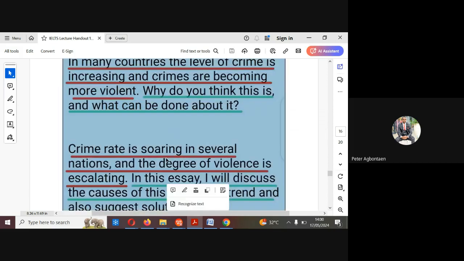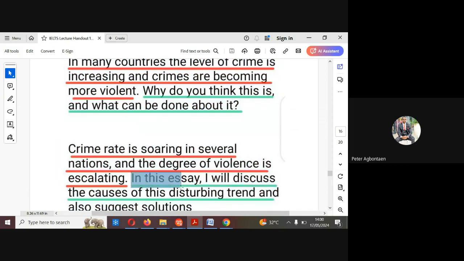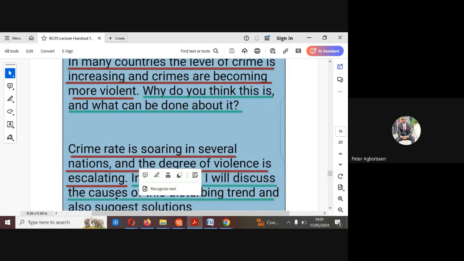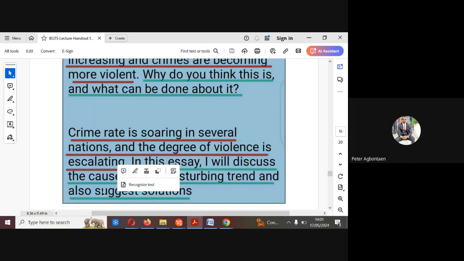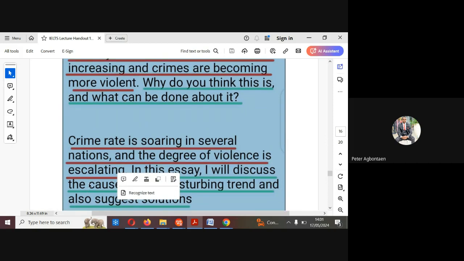I said, in this essay, I will discuss the causes of this disturbing trend. Now, did you notice that? Here they said, why do you think this is? Tell us the causes. So I said, in this essay, I will discuss the causes of this disturbing trend. Then I said, and also suggest solutions.